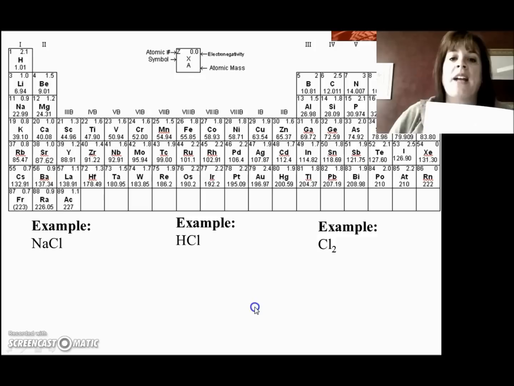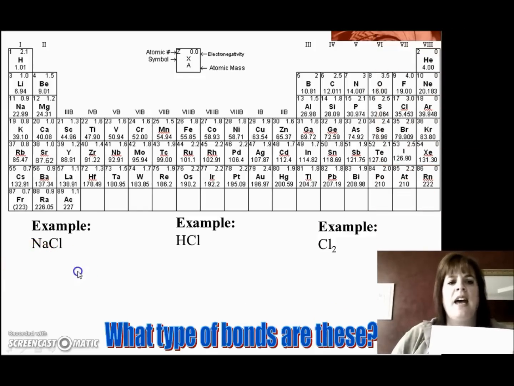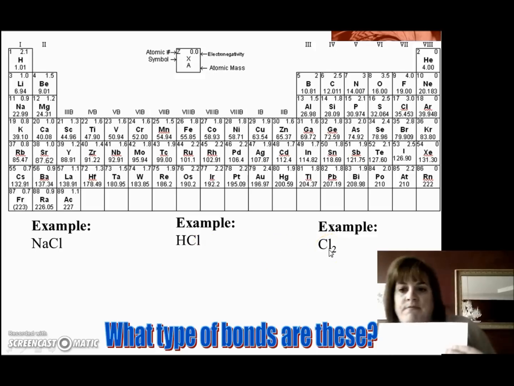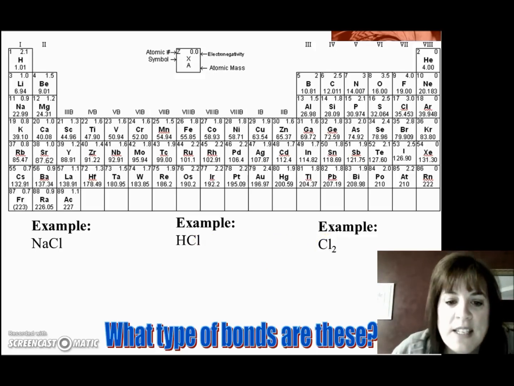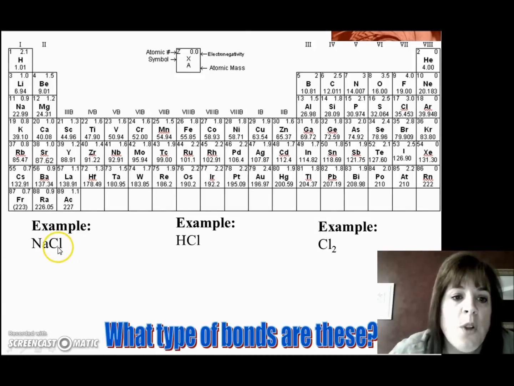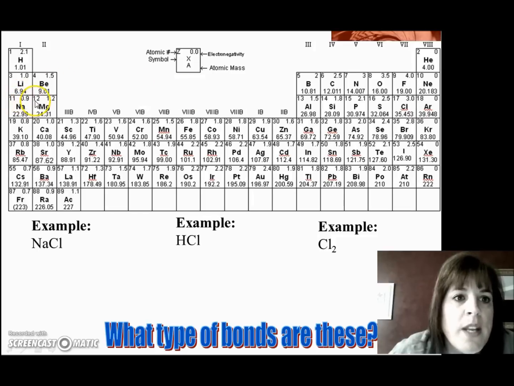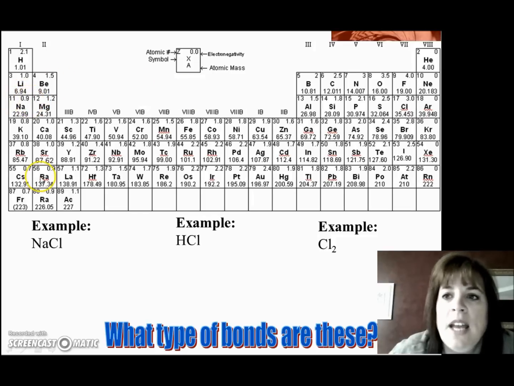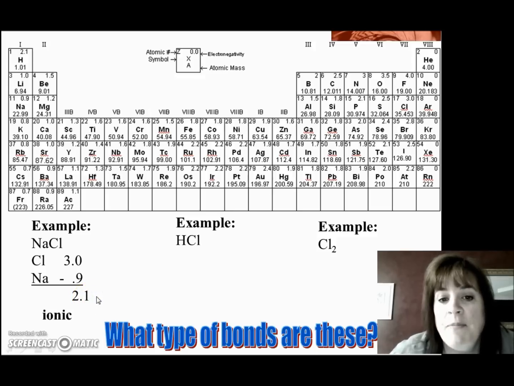All right, let's do some practice. So here's our periodic table, and I have sodium chloride, hydrochloric acid, and chlorine, 2 chlorine molecules. What type of bonds are these? Let's look up their electronegativity differences and find out. So chlorine is over here, it's 3.0. Sodium is over here, 0.9. So if I subtract 0.9 from 3.0, I get 2.1. Now that's definitely above 2, which definitely makes that ionic.